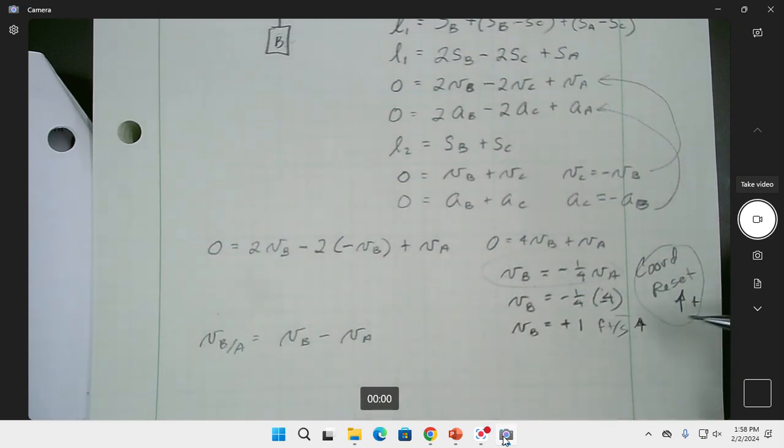Something I point out, not that big of a deal, but never use a minus sign and an arrow next to each other.